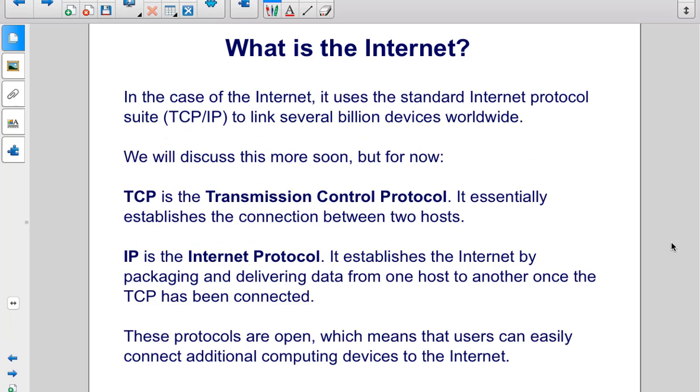In the case of the Internet, it uses the standard Internet Protocol Suite, TCP/IP, to link several billion devices worldwide. We will discuss this more soon, but for now, TCP is the Transmission Control Protocol. It essentially establishes the connection between two hosts. IP is the Internet Protocol. It establishes the Internet by packaging and delivering data from one host to another once the TCP has been connected. These protocols are open, which means that users can easily connect additional computing devices to the Internet.